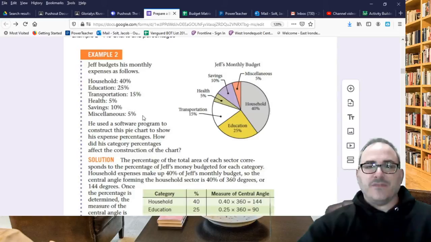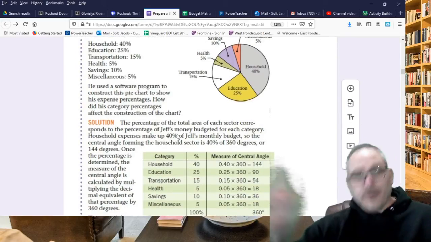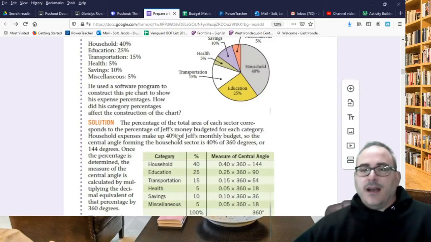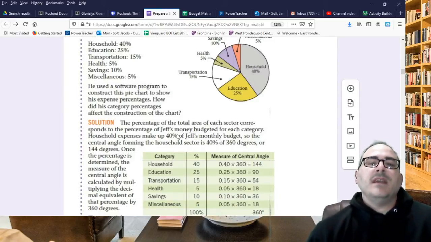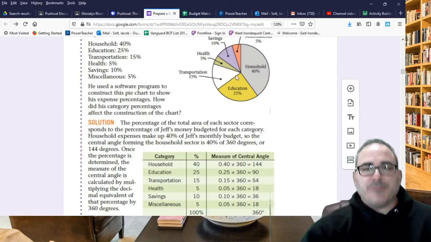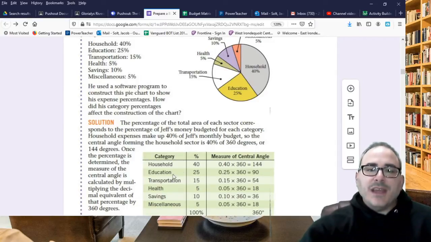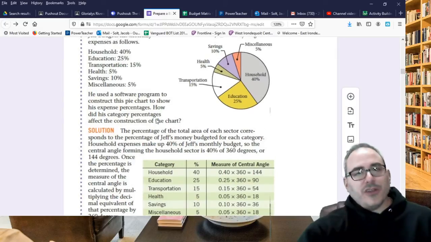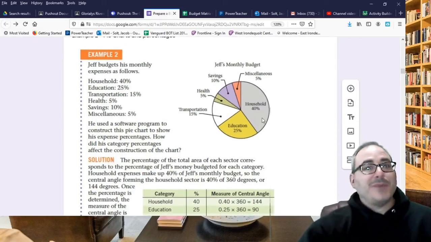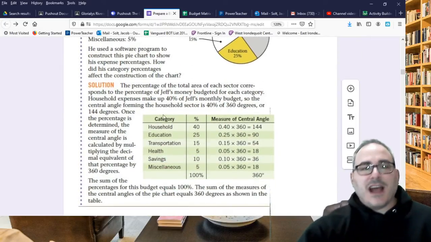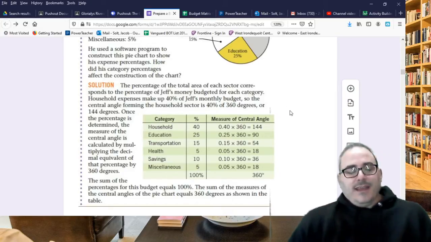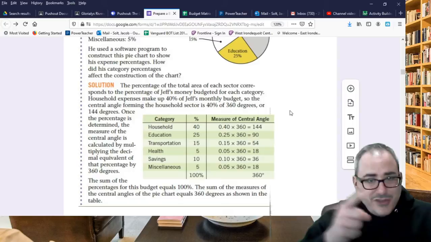And 5% for miscellaneous. He then uses a software program like you're going to use, Google Sheets or Excel, to construct this pie chart. So he didn't have to do this by hand. He plugged this information into a matrix, and the computer did the circle chart. Isn't that nice of the computer to be able to do that for us? And here's how it looks to create one of these on a spreadsheet, which you're going to do.